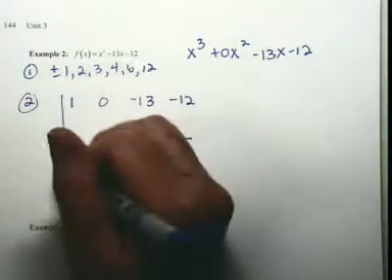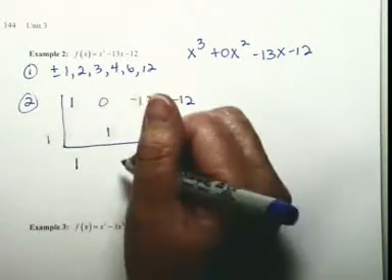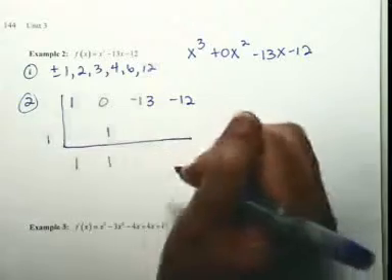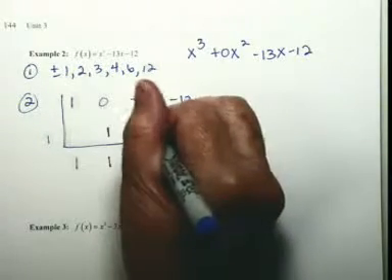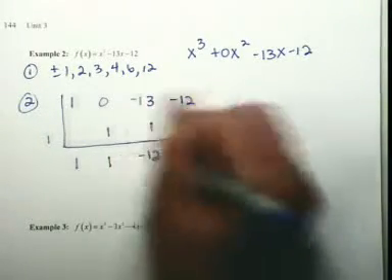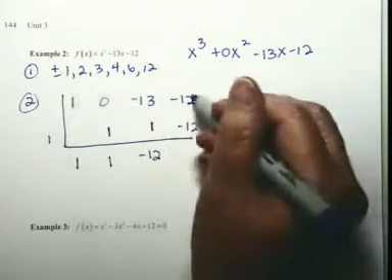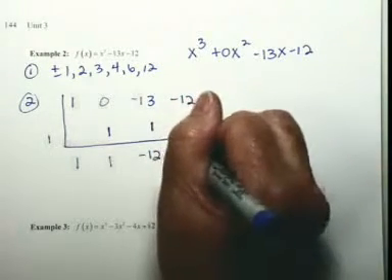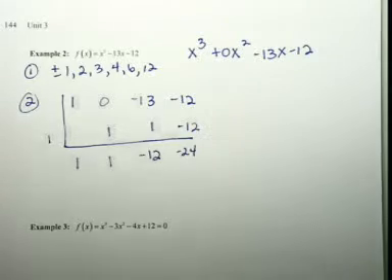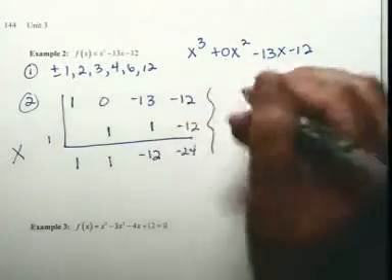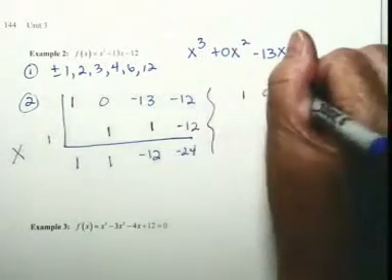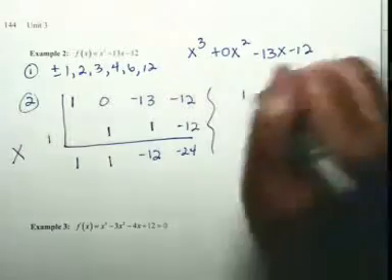Bring the 1 down, multiply times 1, add, multiply times 1, add, multiply times 1. But you've got to watch here, these two negatives make it a -24. So that says 1 is not one of my answers. So I'm just going to go 1, 0, -13, -12.